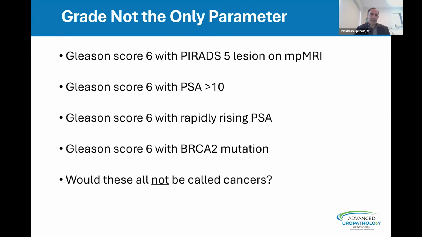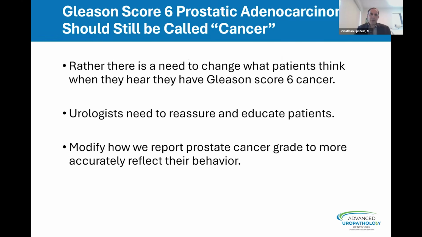The other important thing is Gleason score 6 is not the only important parameter to look at. For example, you can have a Gleason score 6 with a PIRADS 5 lesion on MRI, which is very worrisome, a Gleason score 6 with a very high PSA, a rapidly rising PSA, a BRCA2 mutation, which is associated with aggressive disease. If we call Gleason score 6 not cancer, would we call all of these not cancer, even though these are at even higher risk for more aggressive disease? So I think we still should call Gleason score 6 cancer.